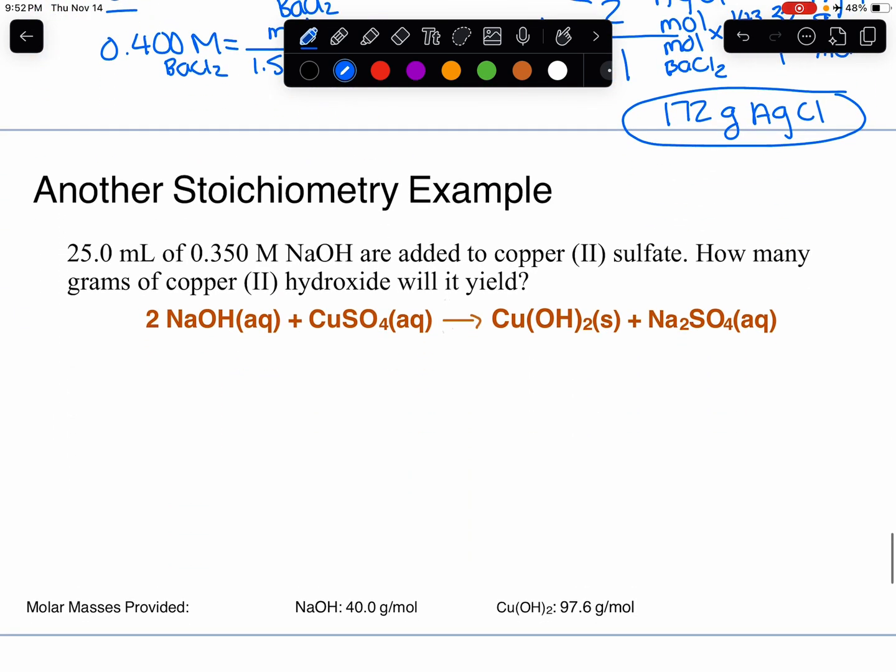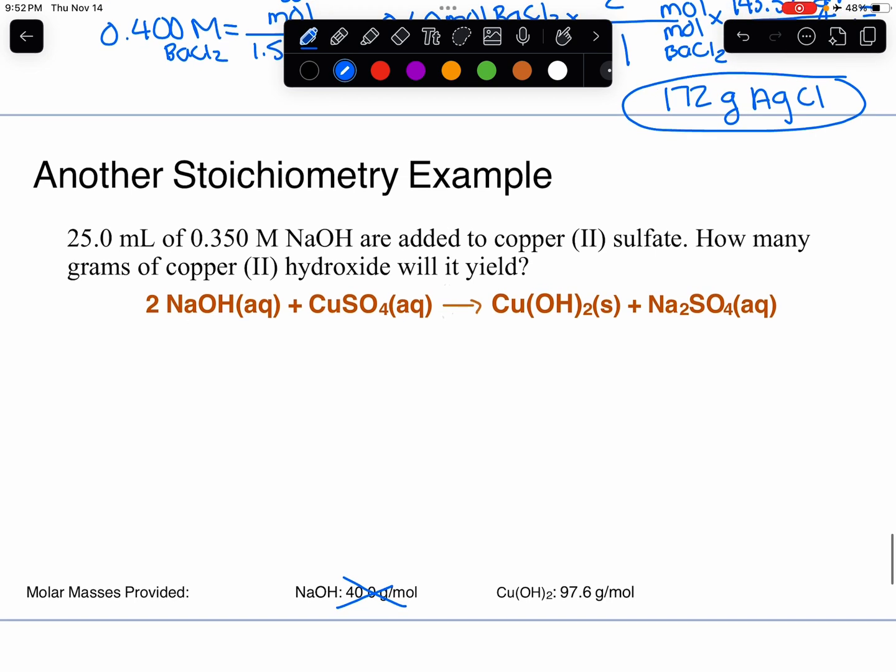I provided another example here, and I provided some molar masses. I do not believe you need this one, but I think I put it there just to be safe. So if you'd like, pause the video and try to do this yourself, and I'm going to work on it as well. So I have 25.0 milliliters of NaOH, 0.35 molar, added to copper sulfate. That didn't tell me anything, so I can ignore that. How many grams of copper hydroxide am I going to yield or create?